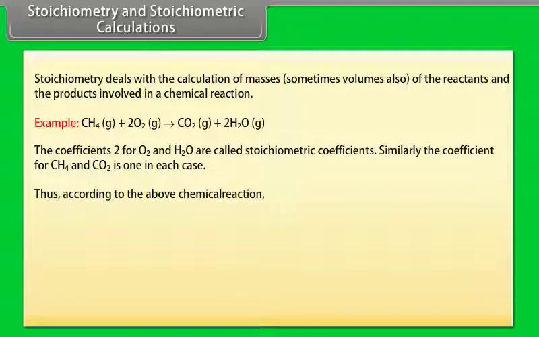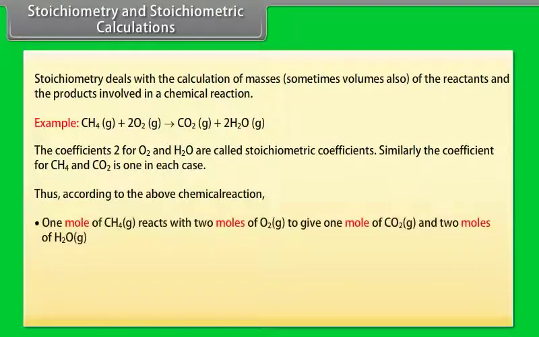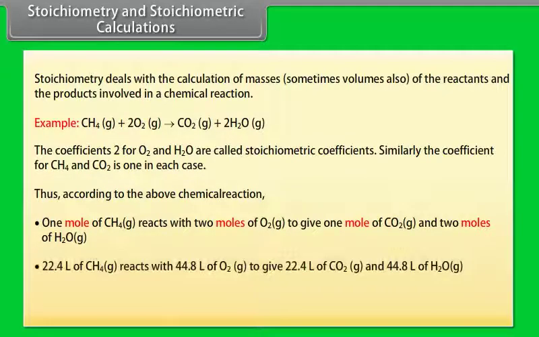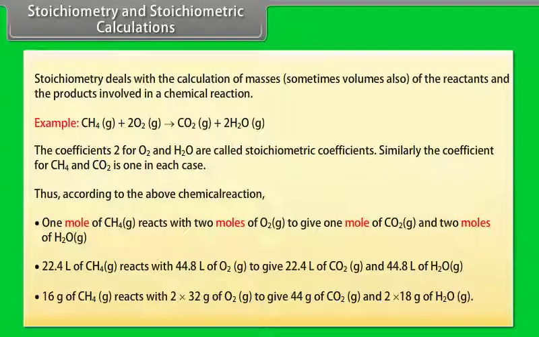Thus, according to the above chemical reaction, 1 mole of CH4 reacts with 2 moles of O2 to give 1 mole of CO2 and 2 moles of H2O. 22.4 L of CH4 reacts with 44.8 L of O2 to give 22.4 L of CO2 and 44.8 L of H2O. 16 gram of CH4 reacts with 2 into 32 gram of O2 to give 44 gram of CO2 and 2 into 18 gram of H2O.